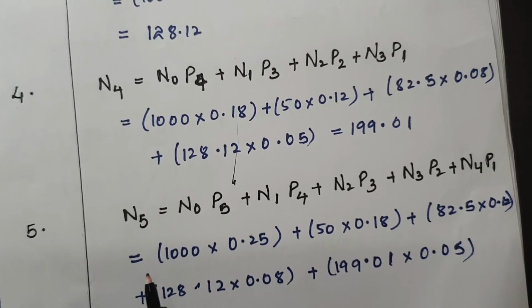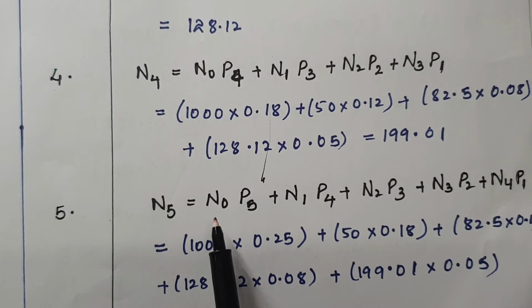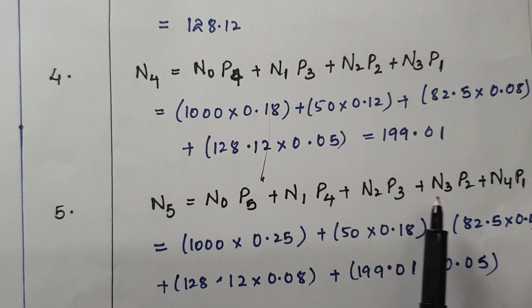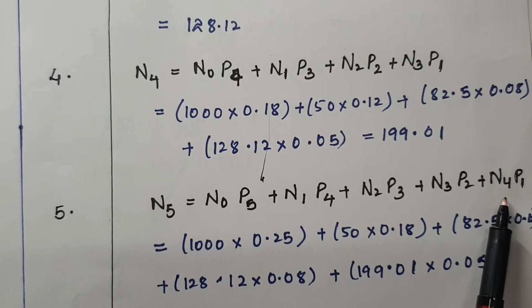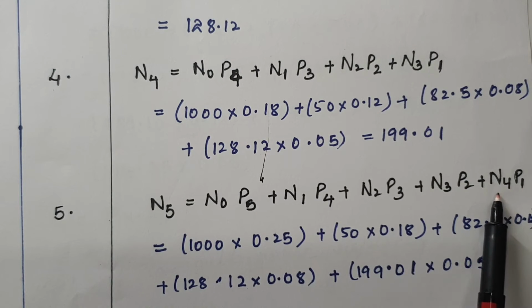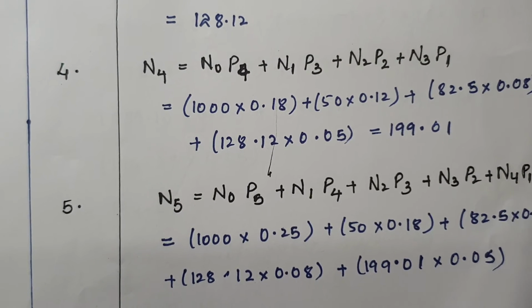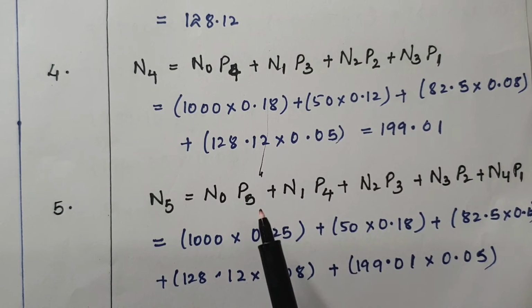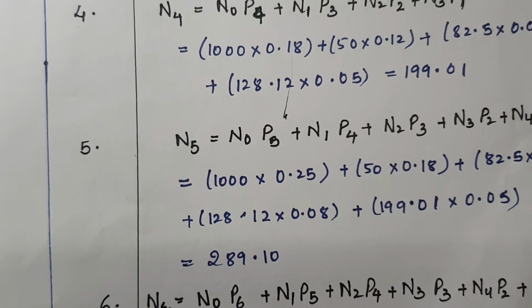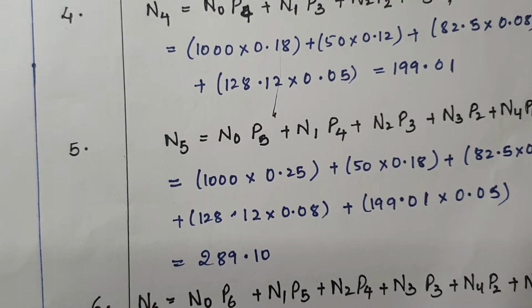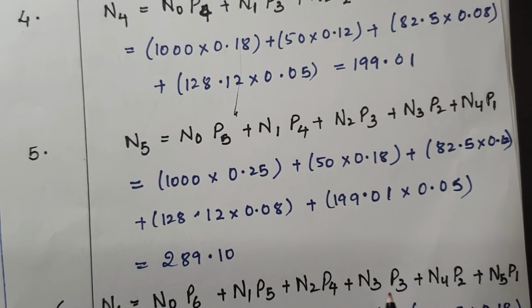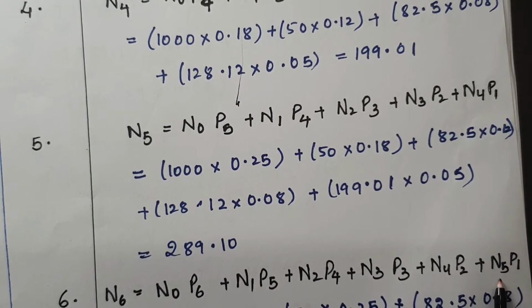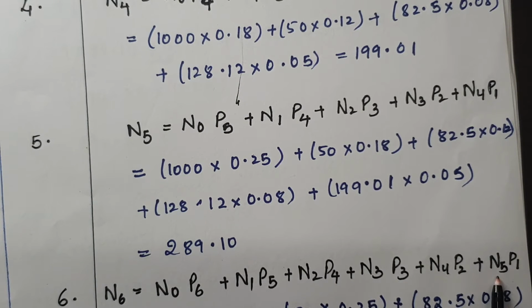Similarly for n5: n naught, n1, n2, n3, n4. Why do we write only till n4? Because n5 is already there, so only till n4 you can write. After that, P1, P2, P3, P4, P5. Then for n6, it is n naught, n1, n2, n3, n4, n5. Since n6 is already there, there is no need to write n6 again. So you can write it here.